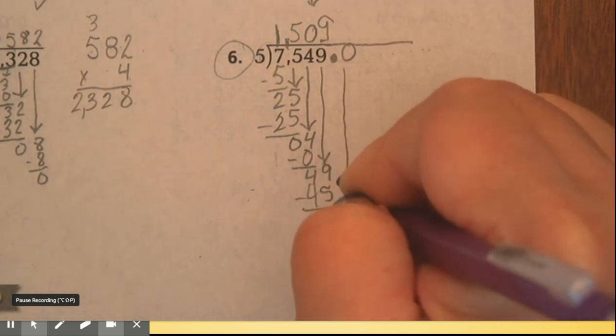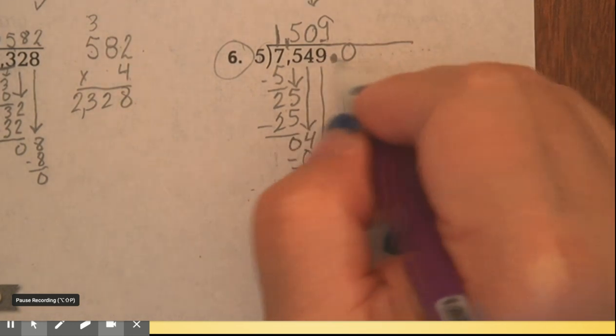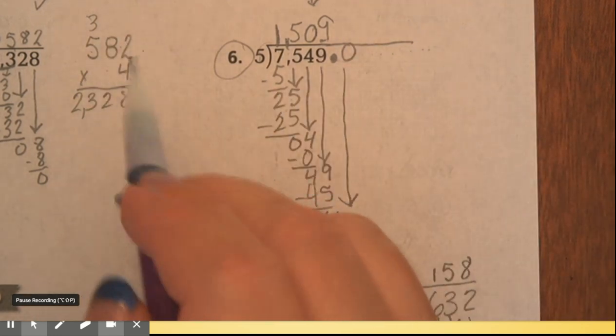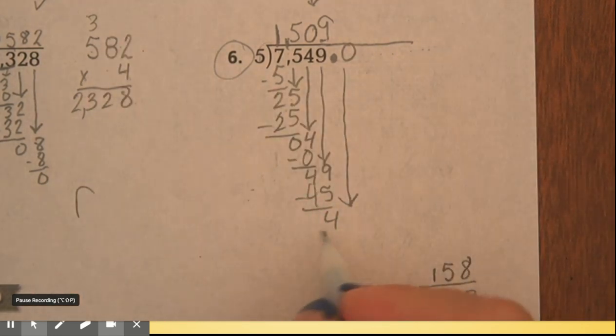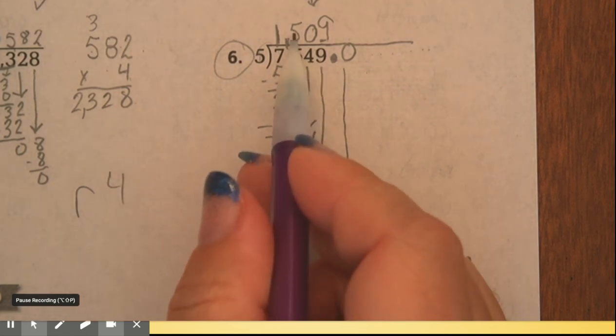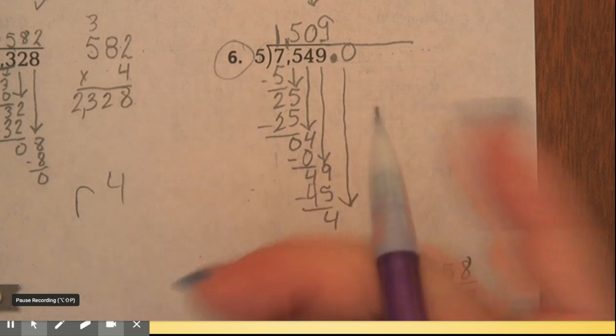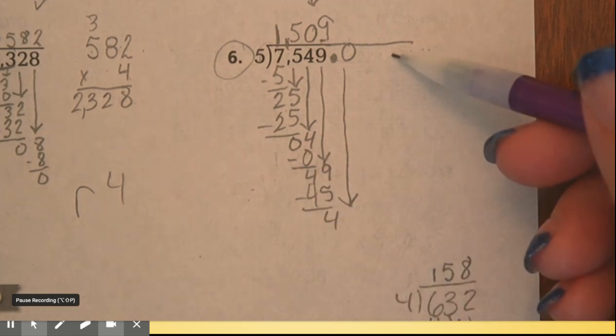And when you get an answer from a calculator, this is what the calculator does. It's not going to do a pretty little R4. And it's not going to give you the answer of 1,509 4/5. All those are correct, but this is how the calculator gives it to you.